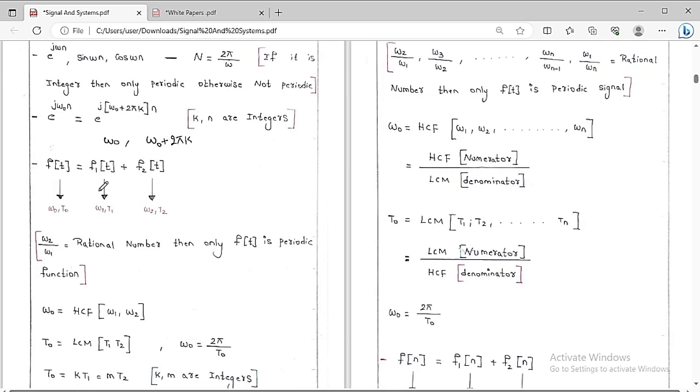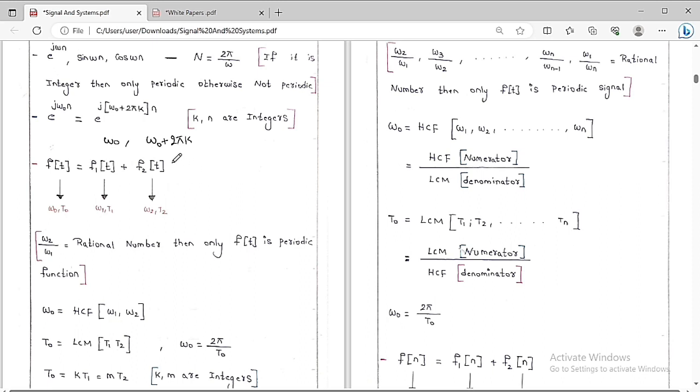Suppose there is a signal f of t. I want to write it in terms of two signals, f1 of t plus f2 of t. So I will write f of t as a summation of two signals, f1 of t and f2 of t. Here f1 of t has time period t1 and frequency omega 1, and f2 of t has time period t2 and frequency omega 2. Then the signal f of t has time period t0 and frequency omega naught. So listen carefully. f1 of t is a periodic signal.